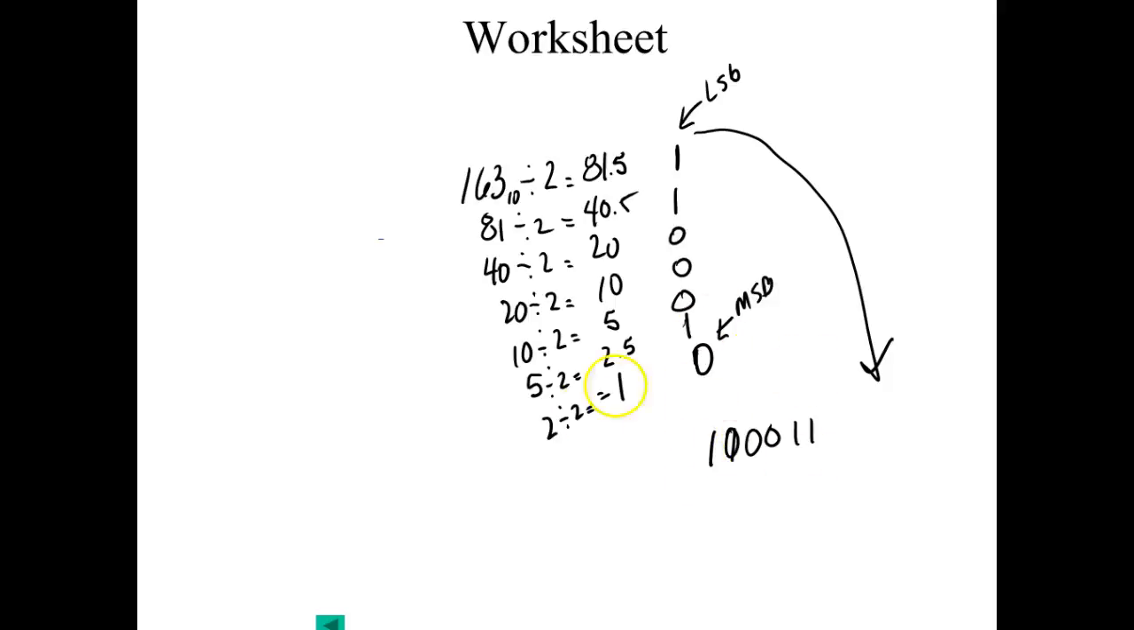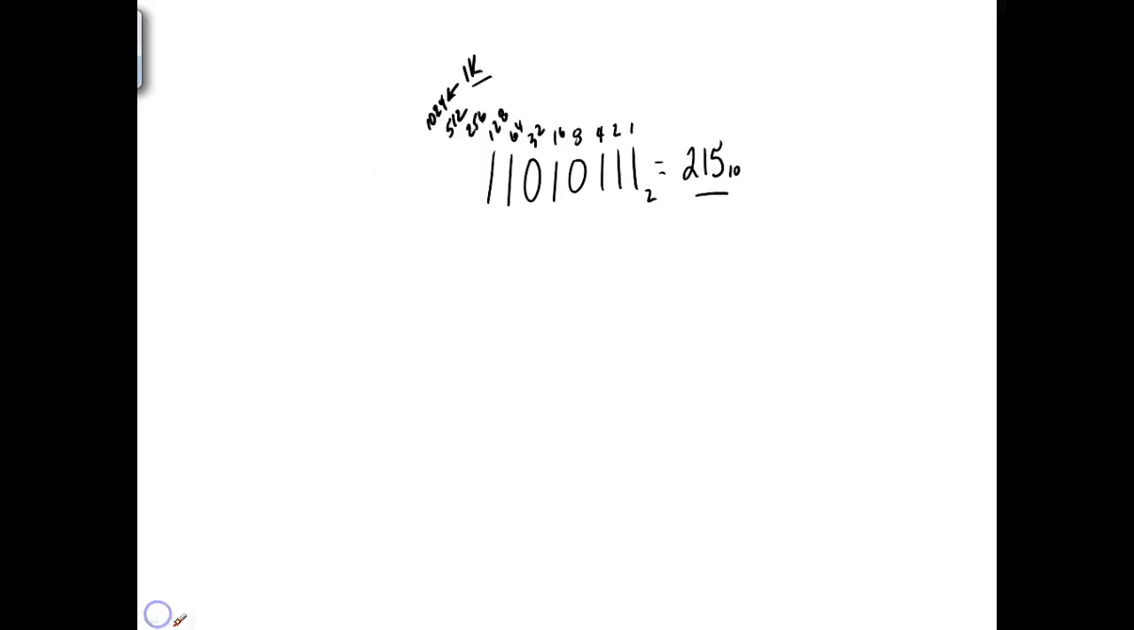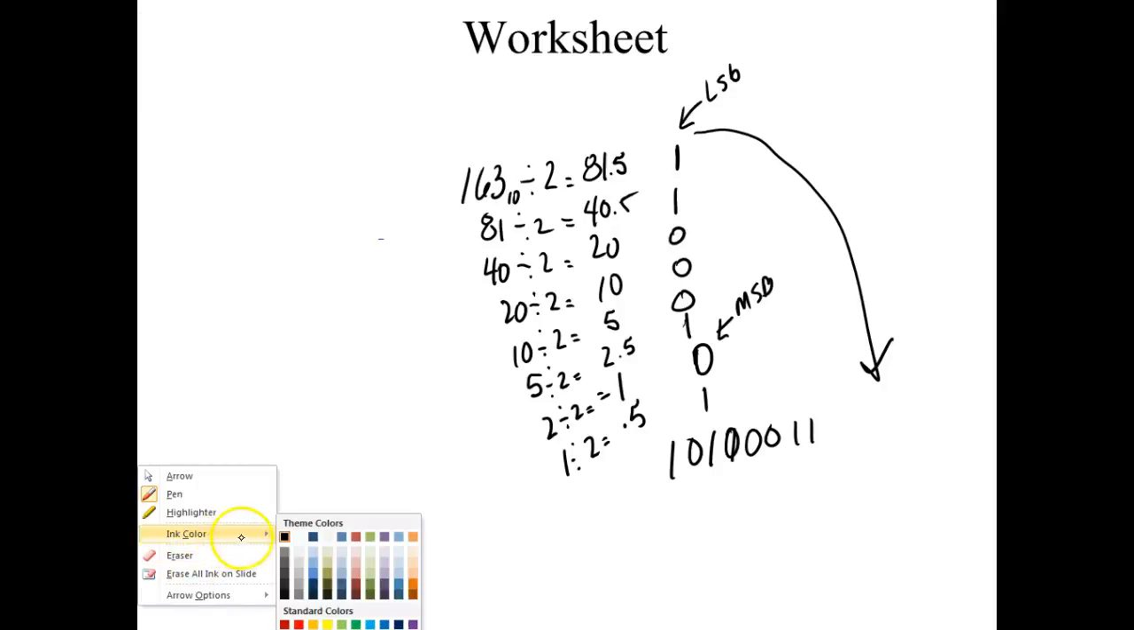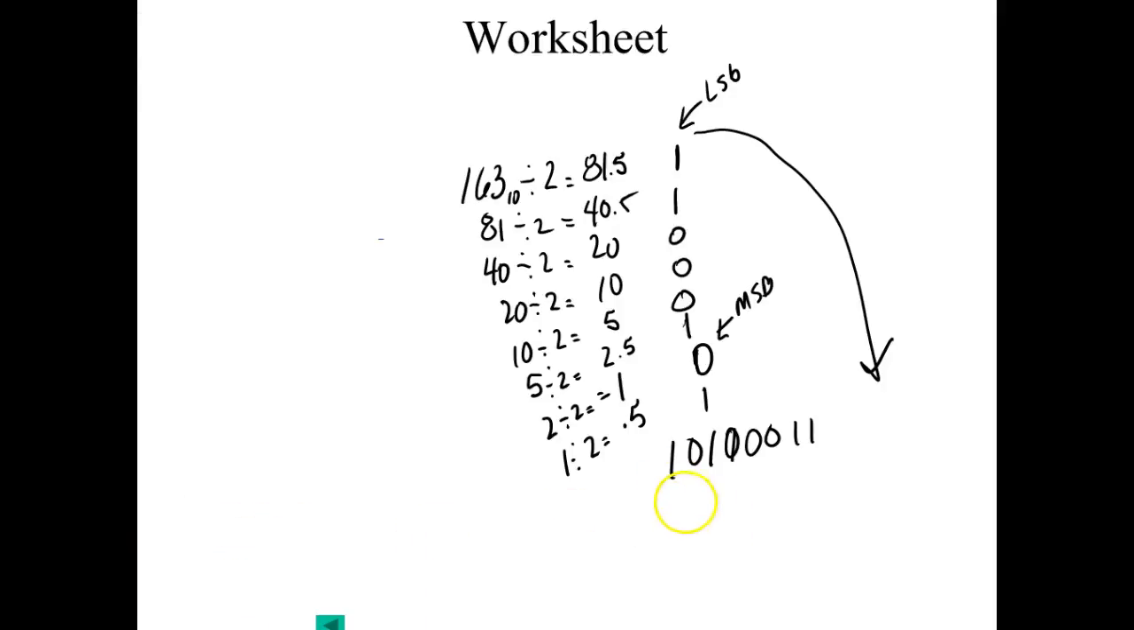Oh, we didn't go far enough. Sorry, I've got one more digit. So I write down a 0, and then I bring down the 1 and divide it by 2. That gives me 0.5, and I write down a 1. So our binary number would be this: 1 0 1 0 0 0 1 1.